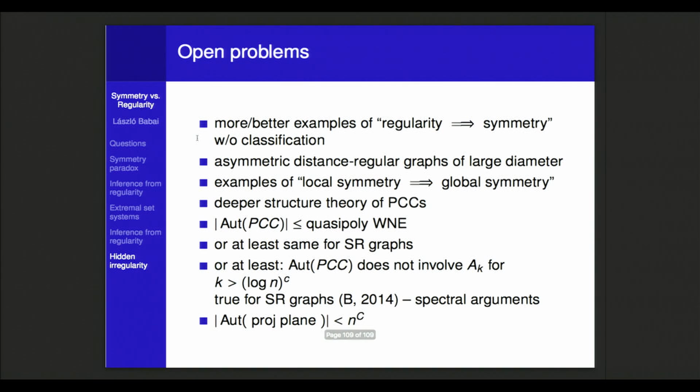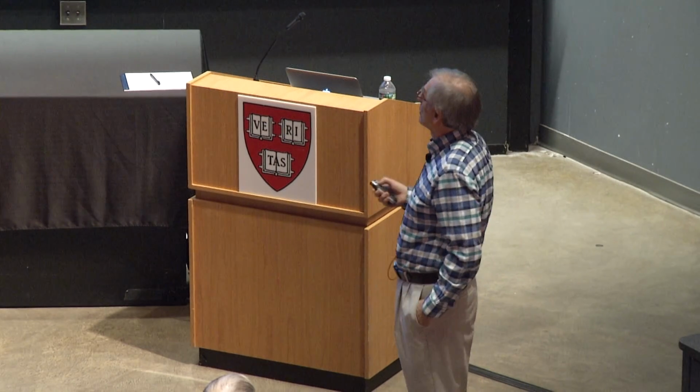All right. So let me list some of the open problems that I have mentioned. First of all, I'd like to see more and better types of examples of that kind of inference, somehow inferring symmetry from regularity without a chance of classifying all the objects that satisfy our regularity assumption. Okay, I would like to see asymmetric distance regular graphs of large diameter. So asymmetric means that it has no non-trivial automorphisms.